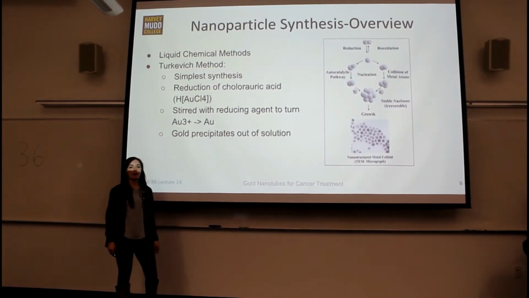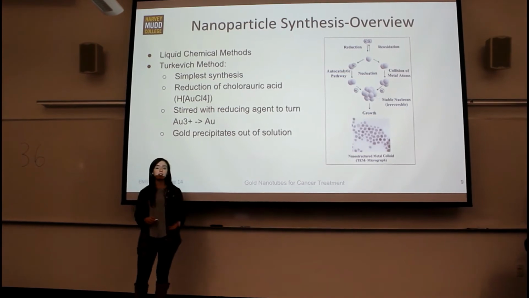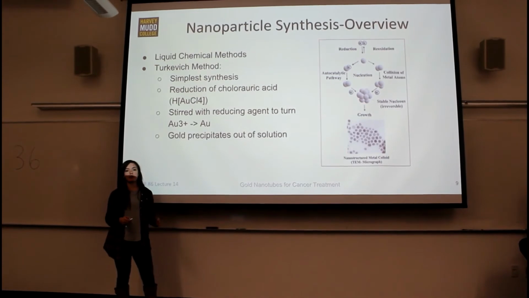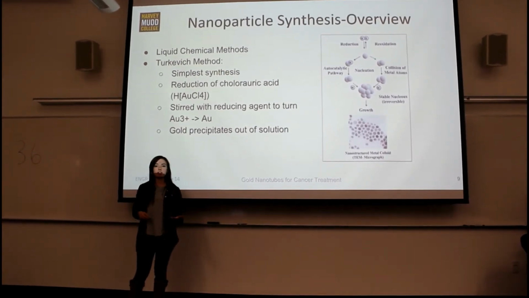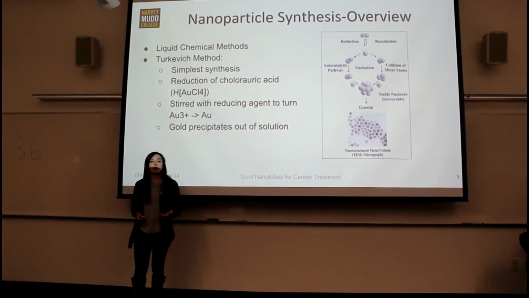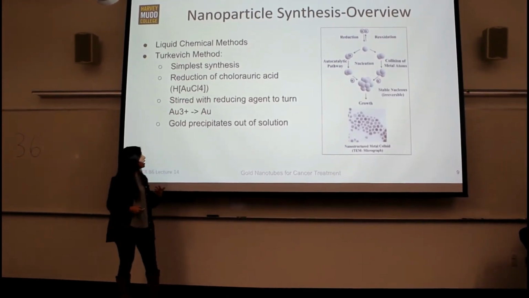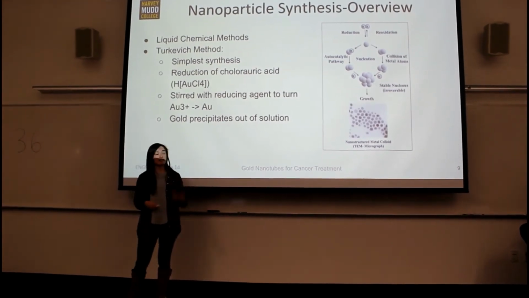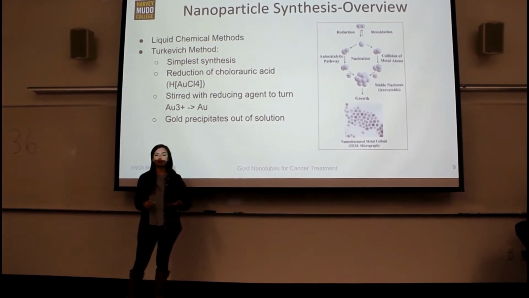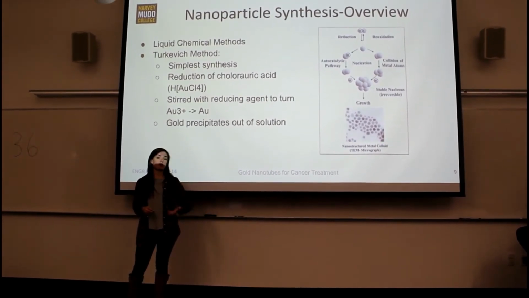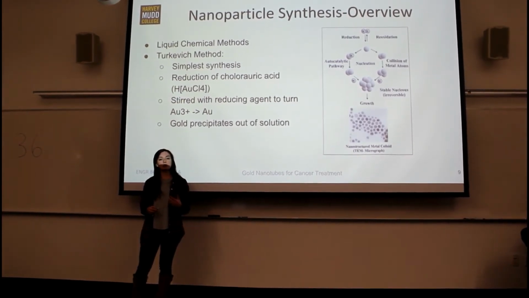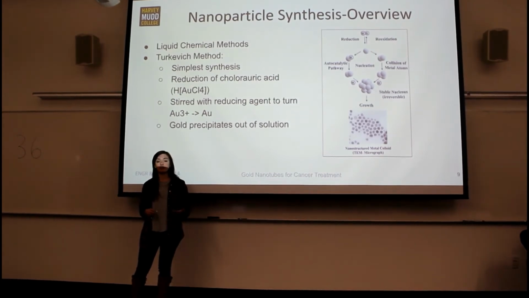To give a brief overview of the processes that we'll talk about next, all of these synthesis processes are actually performed in liquid, so they're categorized as liquid chemical methods. The simplest of these methods is the Turkevich method, and it basically just involves the reduction of hydrochloric acid in water, using a reducing agent that contains some form of silver. A variety of reducing agents are used, and this process will produce nanoparticles that are 10 to 20 nanometers in size.